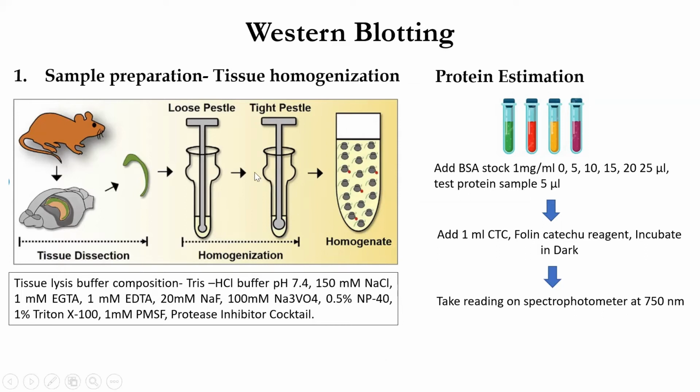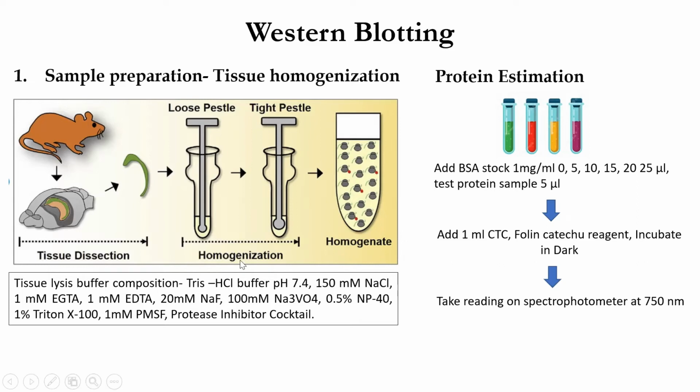So the sample preparation or tissue homogenization is the first step in case of Western blotting. The sample, as I said, can be anything. This can be cells. This can be a tissue from an animal. This can be a tissue from a patient. So this tissue is weighed. Like in my case, I weigh 0.3 gram of that tissue, and it is not dissolved, it is mixed with a particular amount of a homogenization buffer.